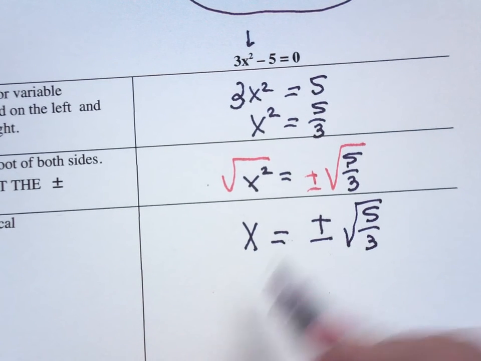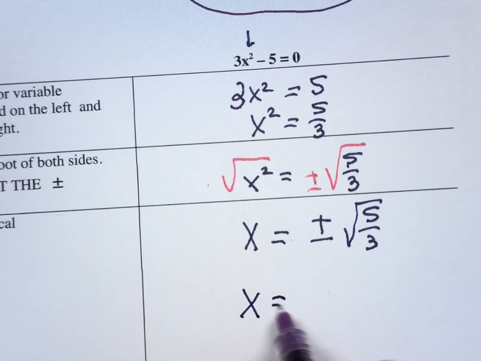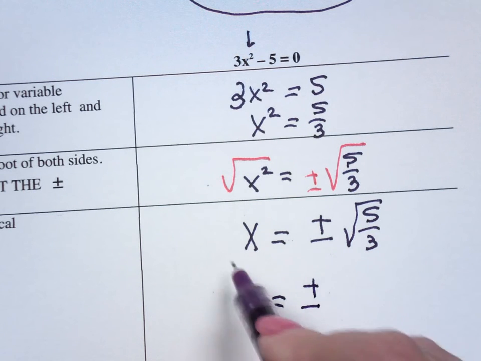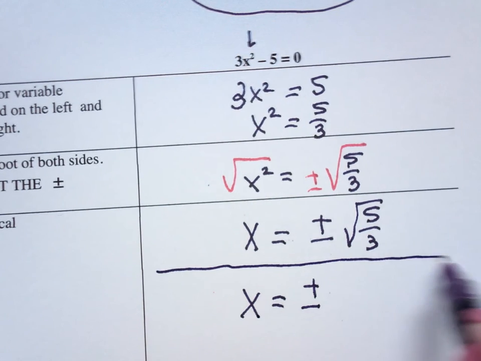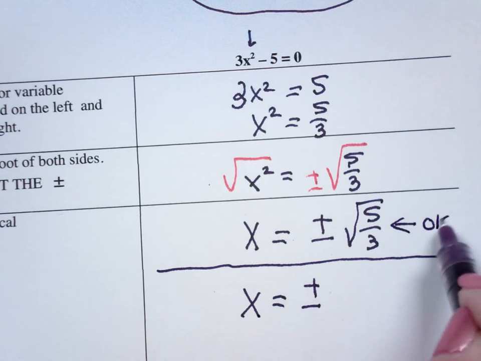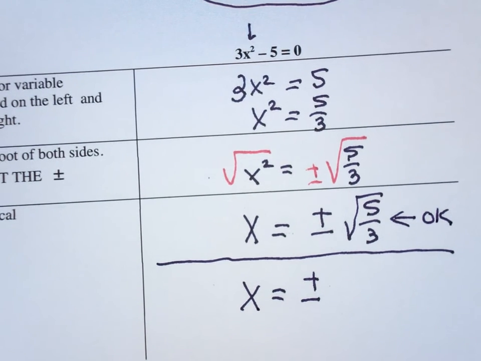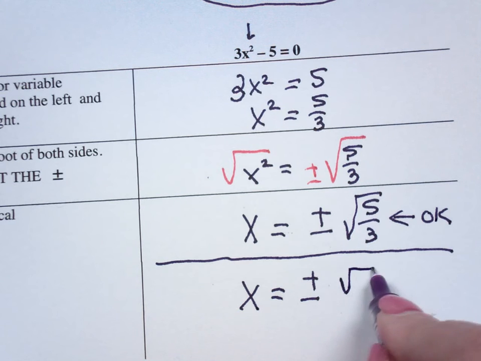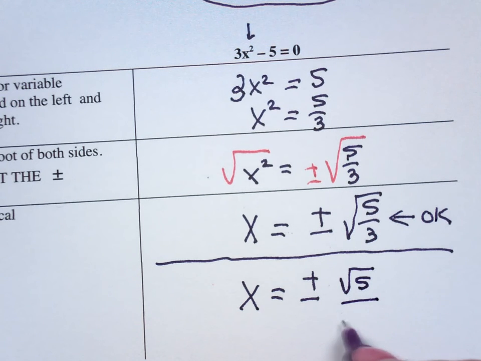And you're going to say, well, why? Well, x is really plus or minus, and so I'm going to draw a line here. So I'm going to say this is okay. But this is a good review. The square root of 5 over the square root of 3.